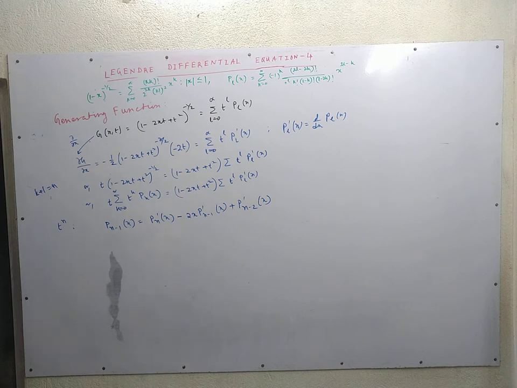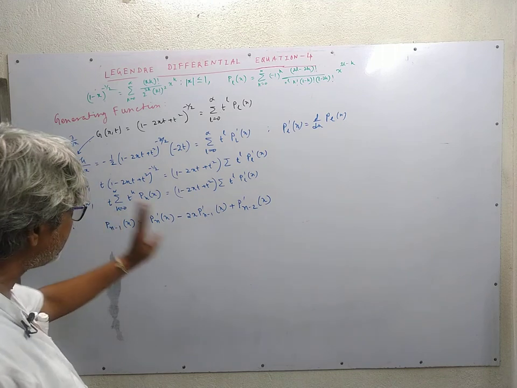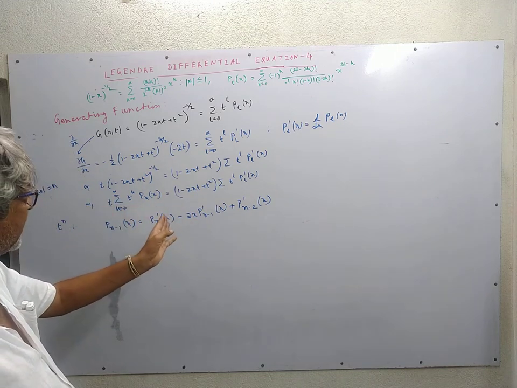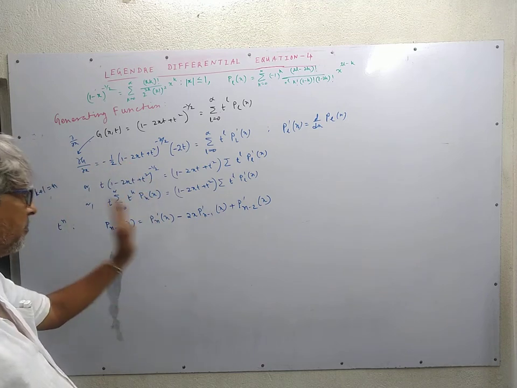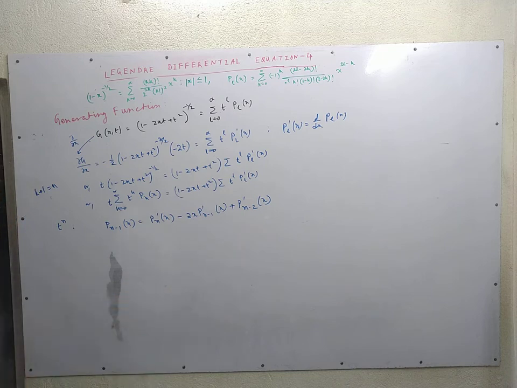So this is all for today. Before concluding, I advise the students and listeners to consult books so that you can get other recurrence relations involving Legendre polynomials and their derivatives. But the basic two relations have been worked out over here. In the next class, we shall discuss the orthogonality of the Legendre polynomial.